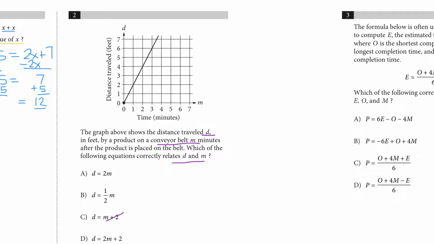So it can't be this or this. And the slope here is 2 over 1. So the slope is 2. So it has to be D equals 2m. And that is the correct answer for number 2.